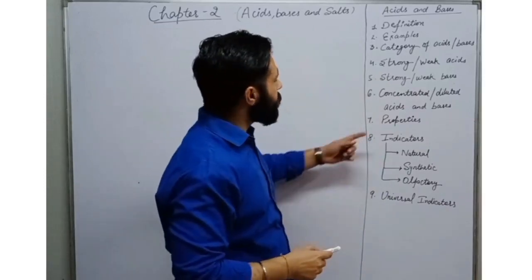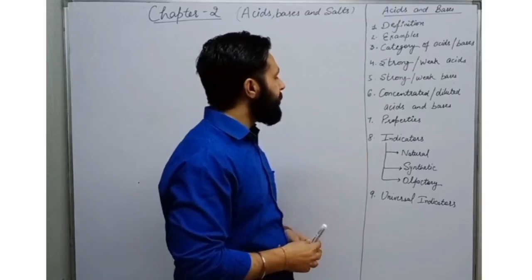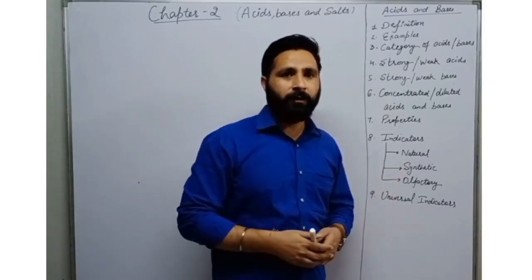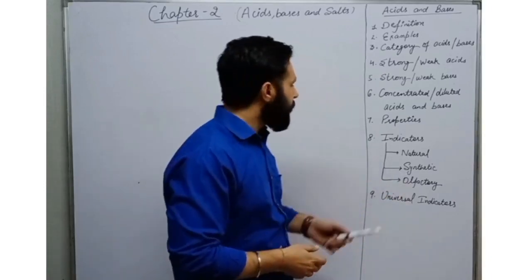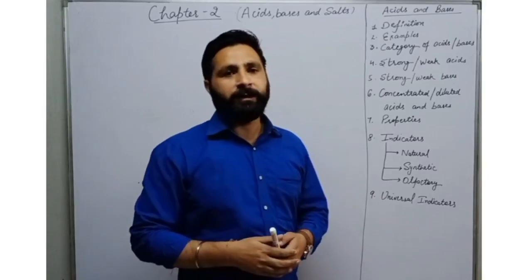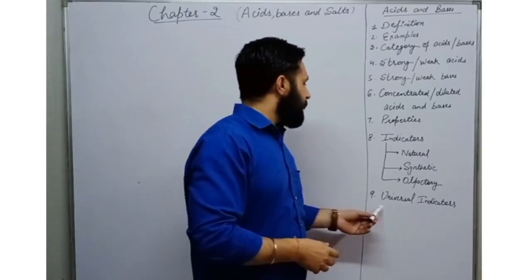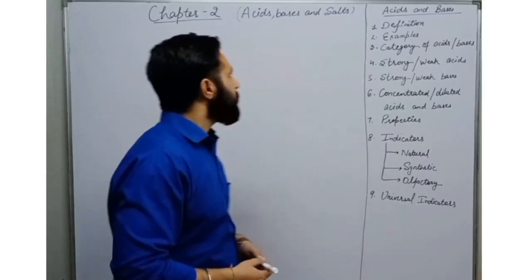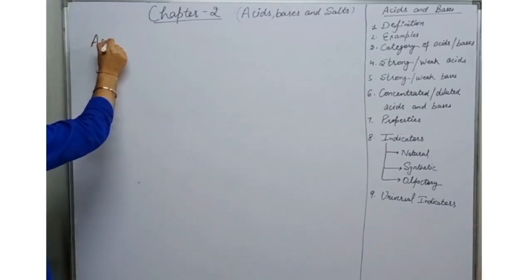Then we will learn about their properties, general properties, and then indicators like natural indicators which are naturally occurring, synthetic indicators which are man-made indicators, olfactory indicators related to olfactory senses, that is smell, and then universal indicators. So let's begin with today's lecture. So first point is, what is an acid?